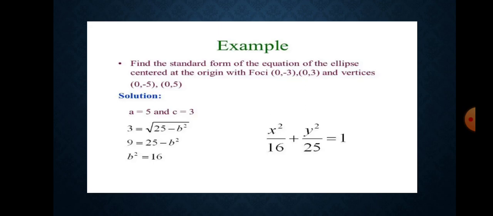Find the standard form of the equation of the ellipse centered at the origin with foci (0, negative 3) and (0, 3), and vertices (0, negative 5) and (0, positive 5). Solution: a equals 5 and c equals 3. So 3 equals the square root of 25 minus b squared. Then 9 equals 25 minus b squared, so b squared equals 16. This is the final answer: x squared over 16 plus y squared over 25 equals 1.